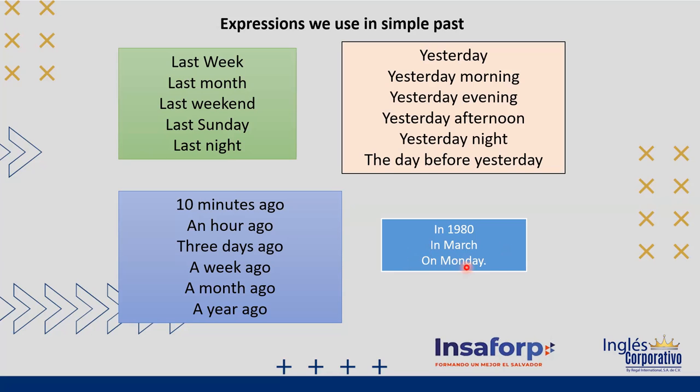So let's see, when did you go to work? And you say on Monday. El lunes, ¿verdad? ¿Cuándo fue a trabajar? On Monday, el lunes. So we can use this expression: last week, last month, last weekend, last Sunday, last night, yesterday, yesterday morning, yesterday evening, yesterday afternoon, yesterday night, the day before yesterday, 10 minutes ago, an hour ago, 3 days ago, a week ago, a month ago, a year ago. And also, with time: in 1980, in March, on Monday.